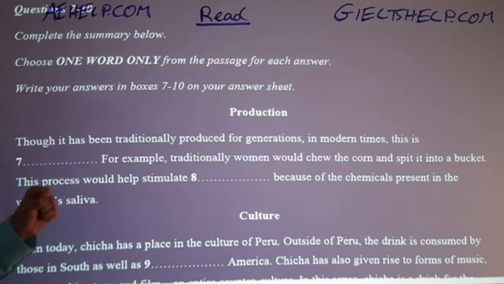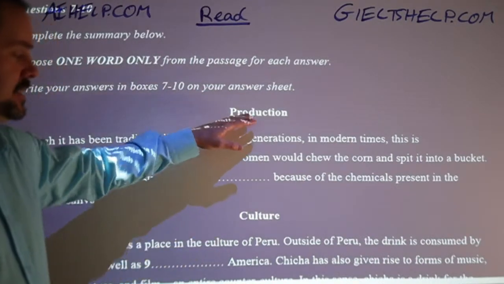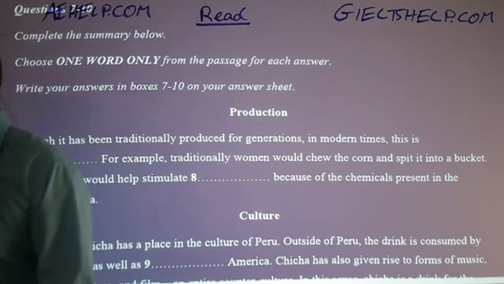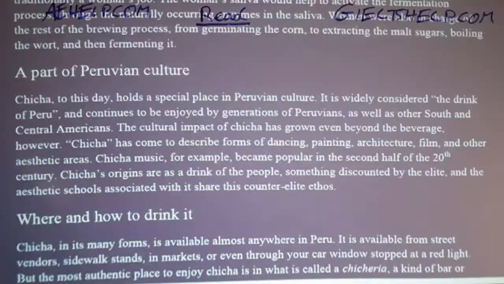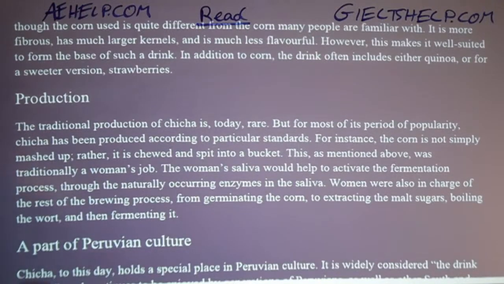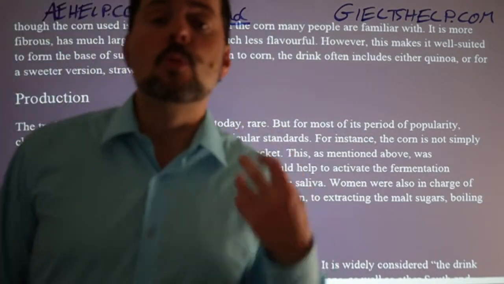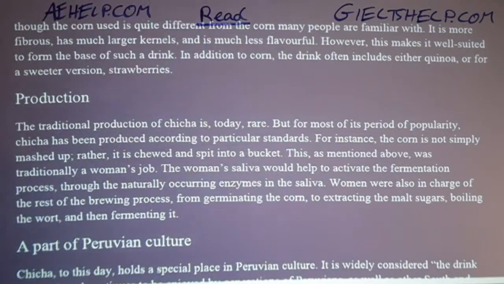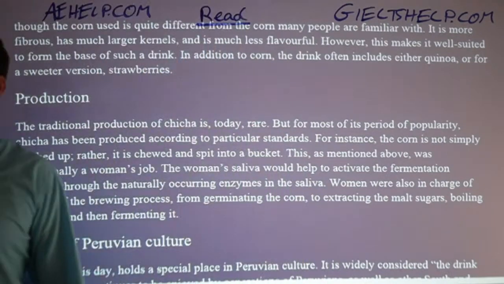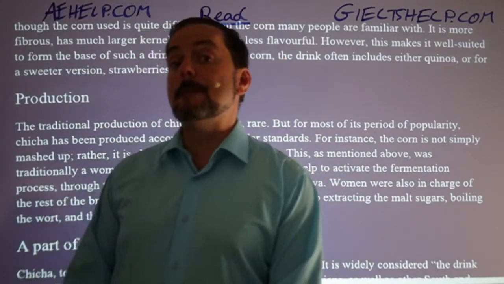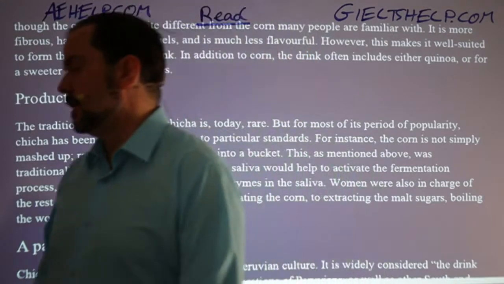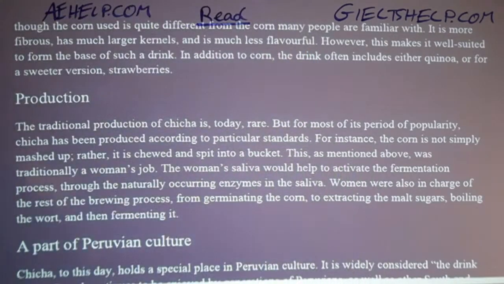Okay. Now, this is a little bit helpful because here it says production and culture. And remember in the passage, we have these subheadings like production, or a part of Peruvian culture. So here we do get a little bit of help knowing where this information comes from. Paulo says, and it seems there are different types of corn. Paulo, absolutely. There are many types of corn in the world and in Central America. Absolutely.